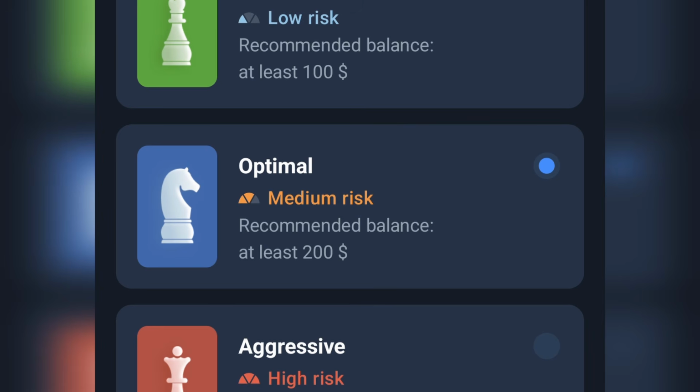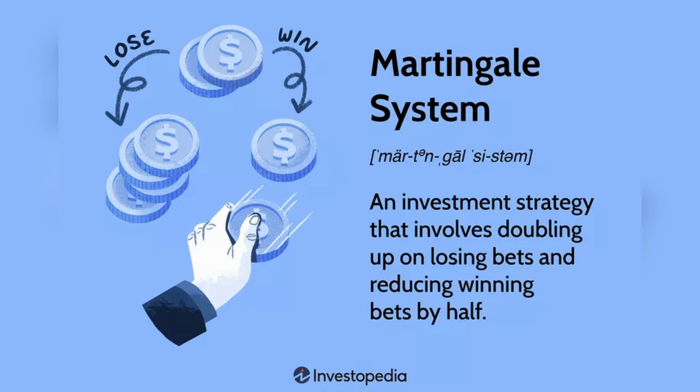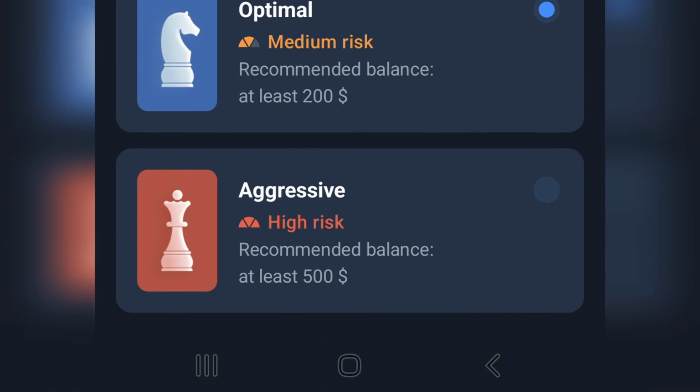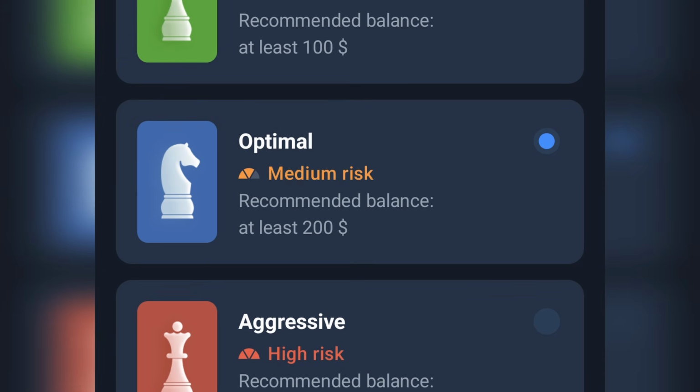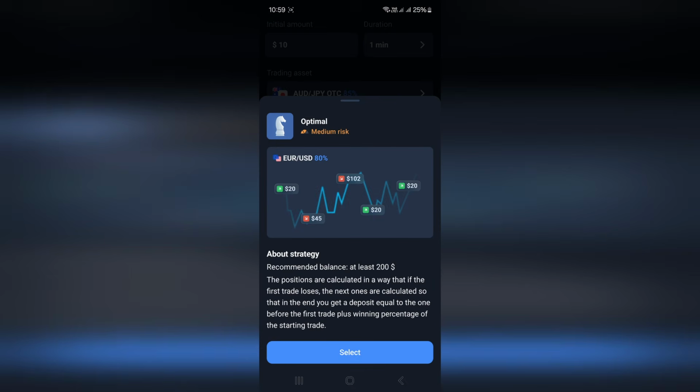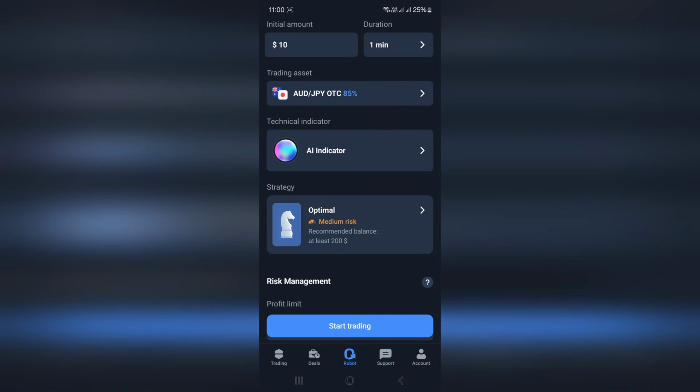This strategy uses the martingale method, which means after every loss, the bot will double the amount it lost and place a trade. Finally, the aggressive strategy is a high-risk, high-profit strategy. So, the platform recommends us to only use this strategy if we have more than $500 in our account balance. For this video, I will be using the optimal strategy.